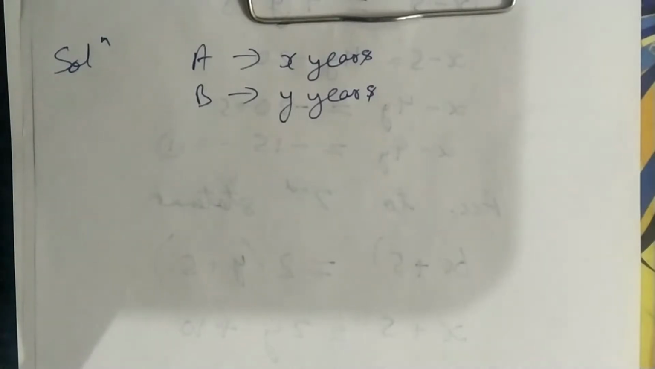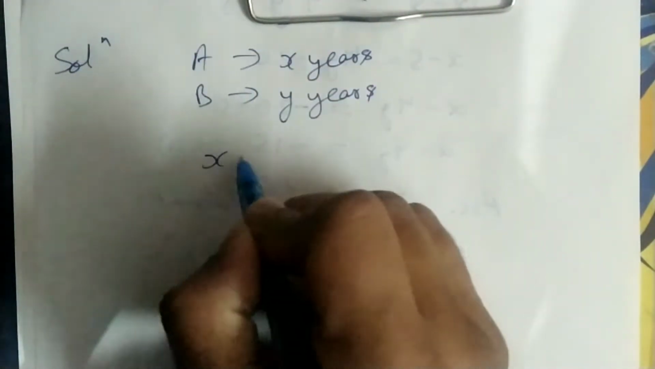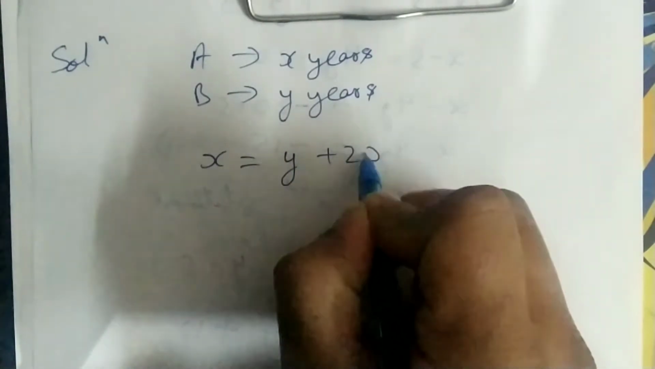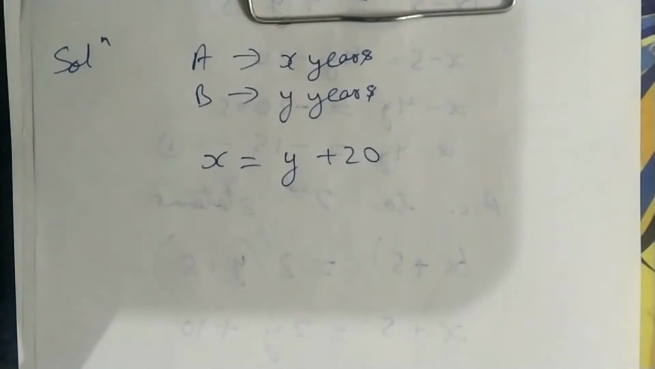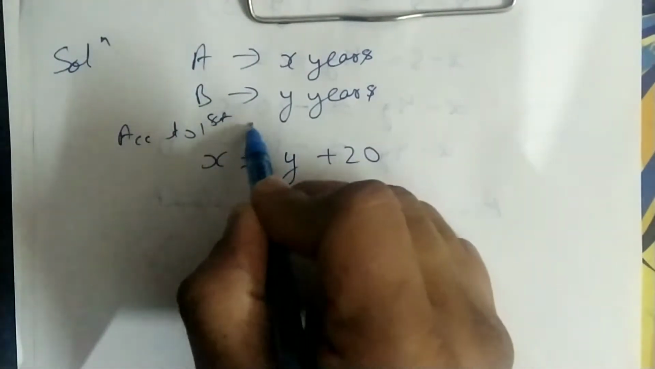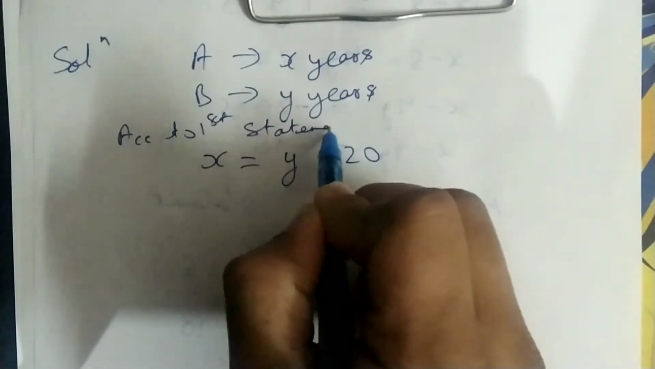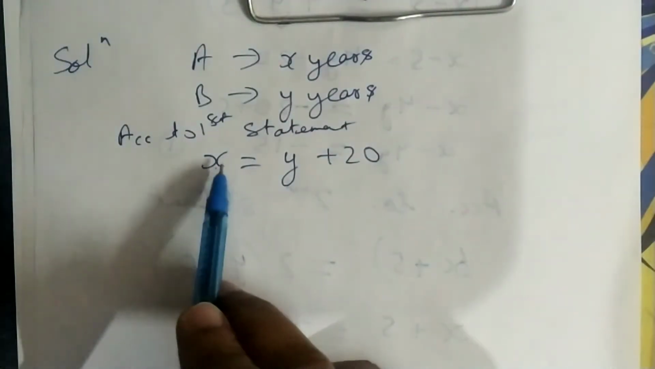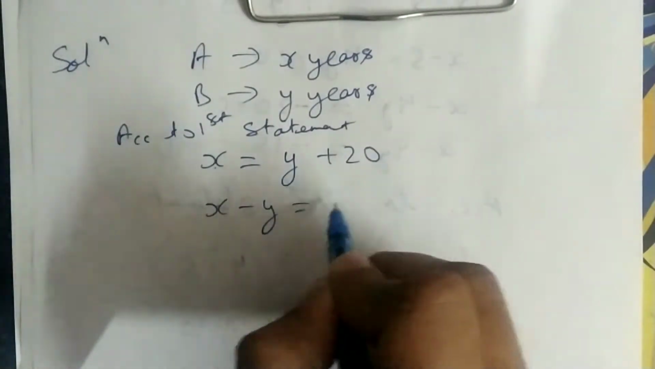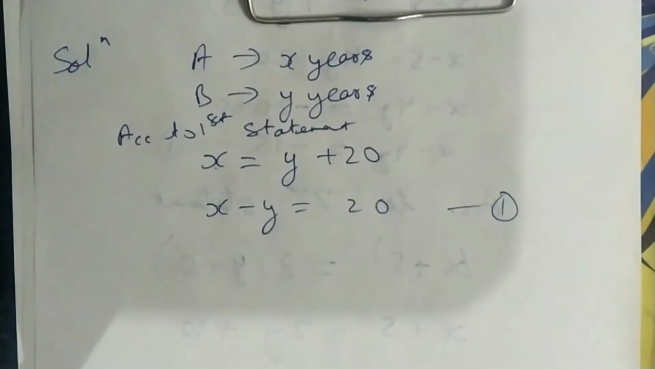Now they are saying A is 20 years older than B. So if A is x, B is y, then if we add 20 to the age of B, they will be equal. So this is according to the first statement. x is equal to 20 plus y. So from here x minus y is equal to 20. This is your equation number 1.